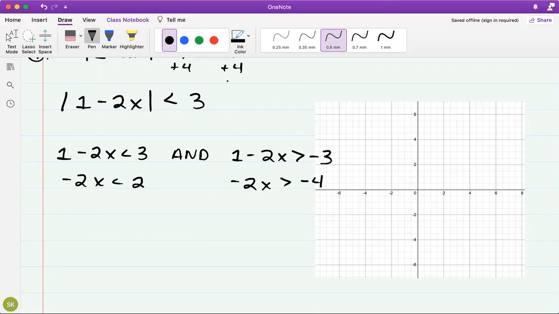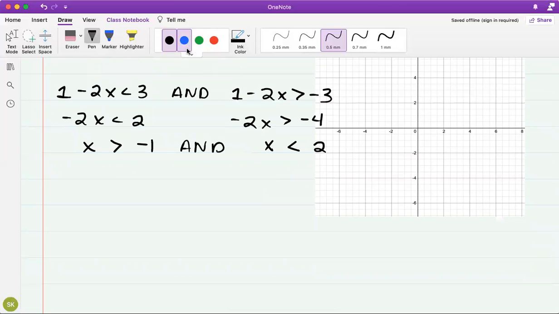Okay, it might have been a while since you've seen this, but whenever you divide by a negative, when you have an inequality, you have to switch the sign. So when I divide both sides by -2, I'm going to get x. This will become -1, but this sign flips. Same thing here. -2, that becomes a +2, but we flip the sign.